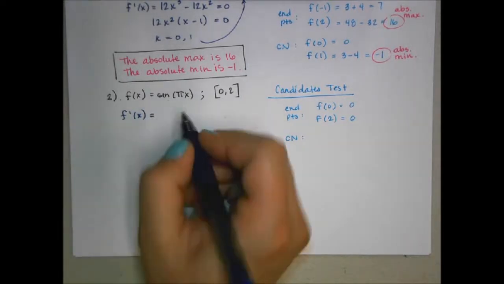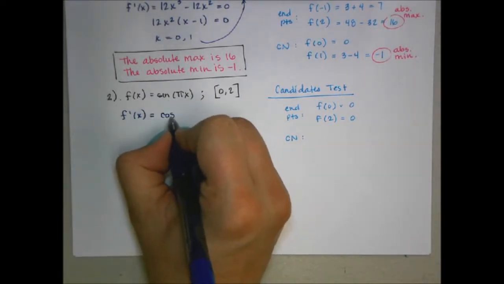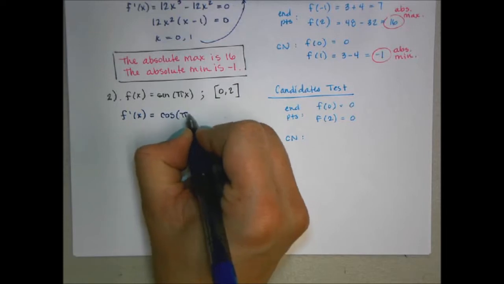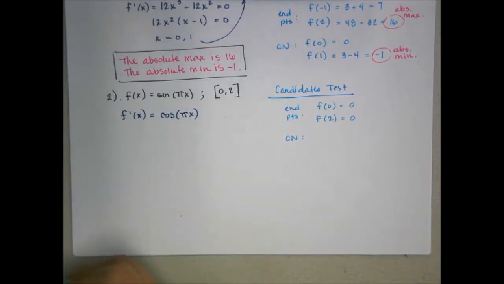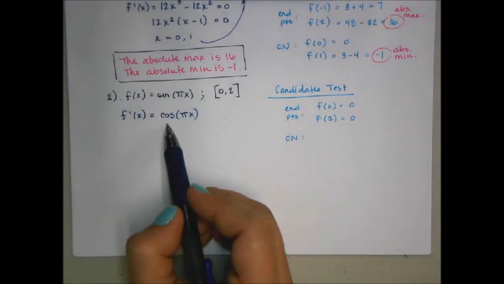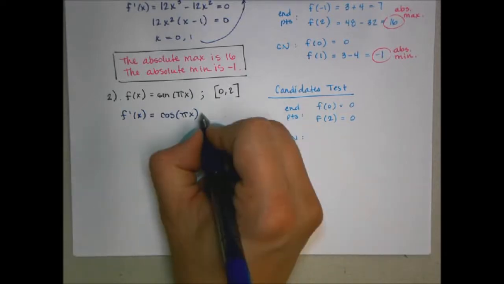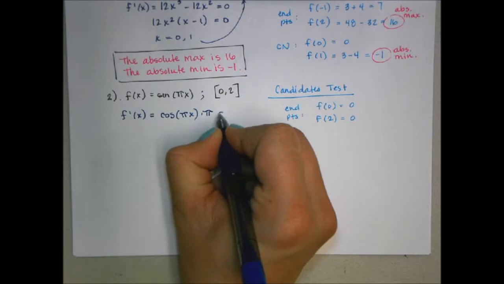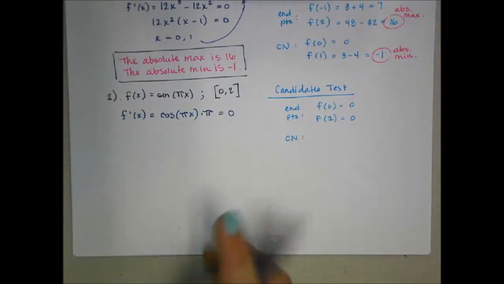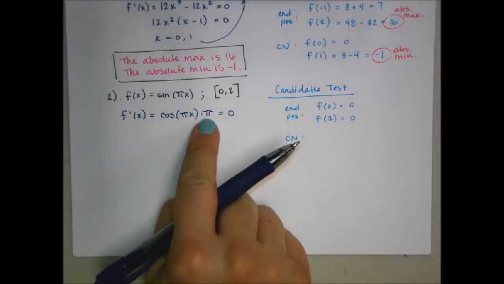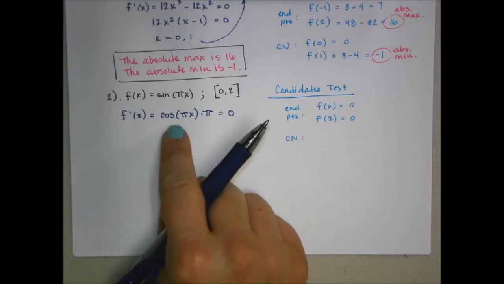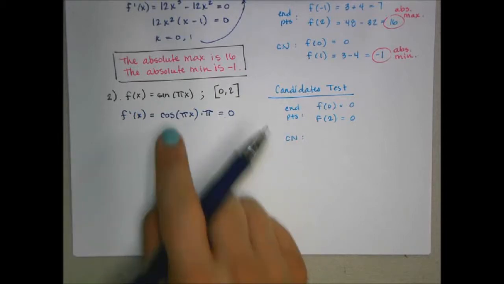Derivative of sine, we start with cosine. We leave the insides alone. This is chain rule here. So derivative of sine is cosine, times the derivative of pi x, which is pi. We set it equal to 0. Now the coefficient pi is not going to affect this, so we're not going to worry about that. But we do need to find where cosine pi x is equal to 0.